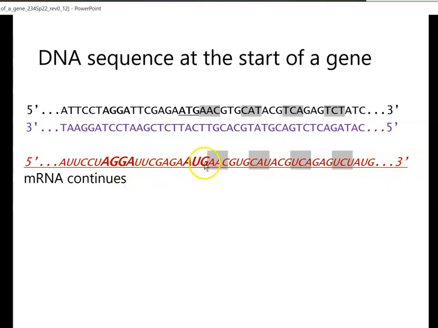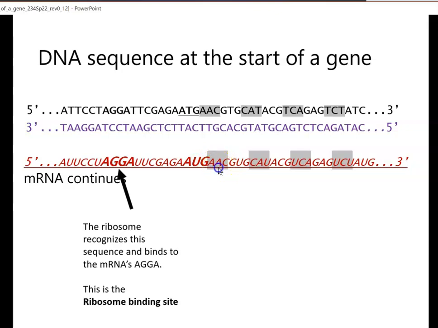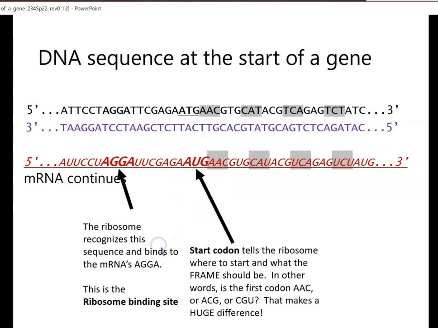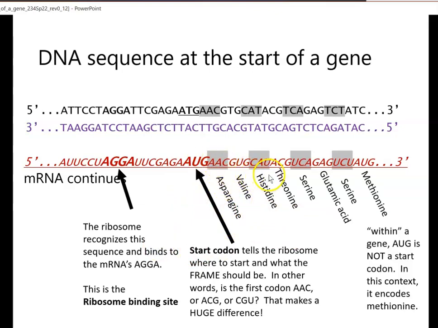And then this AUG is called the start codon. This tells the ribosome, start here, and the very next 3 are going to be the first codon that means an amino acid. So the ribosome binds there at the ribosome binding site, then the start codon, and then each group of 3 represents an amino acid. If we go back to the codon table, we can figure out these 3 mean asparagine, these 3 mean valine, these 3 mean histidine, these 3 make threonine, these mean serine.